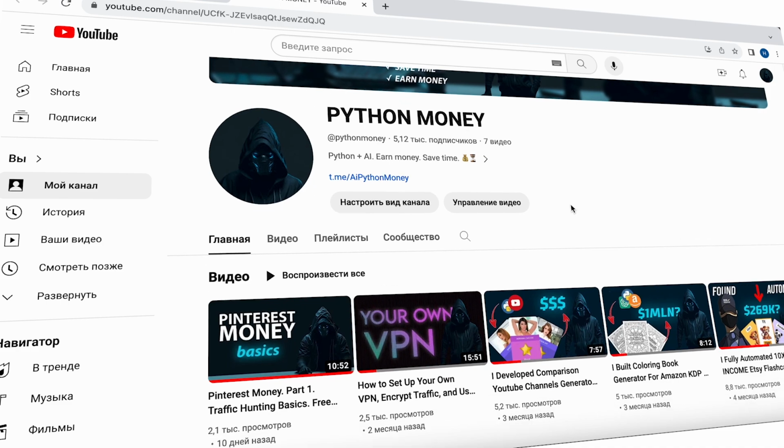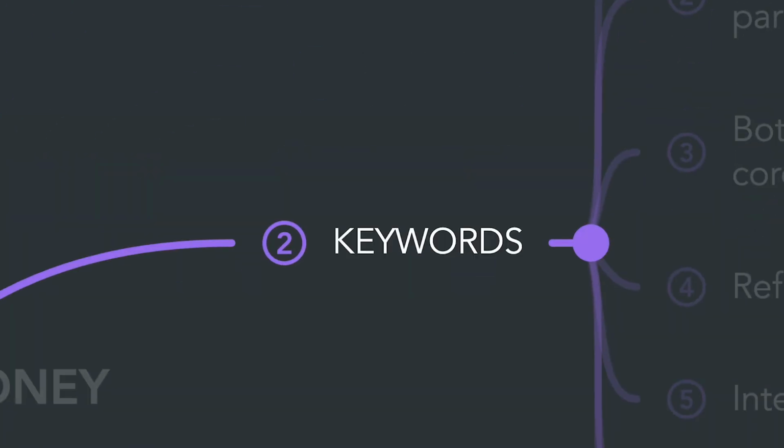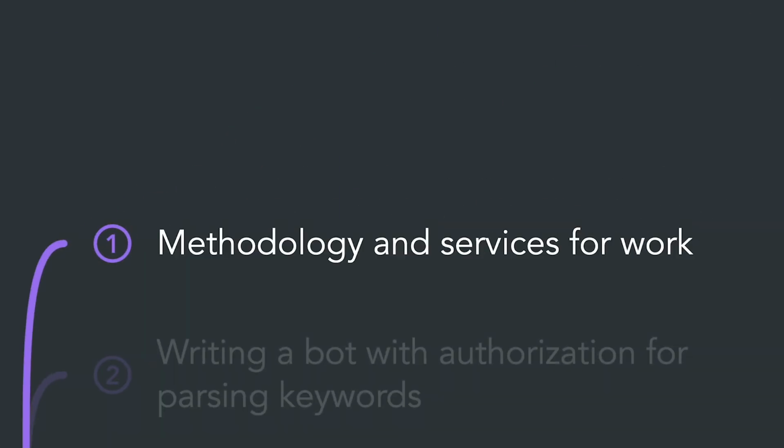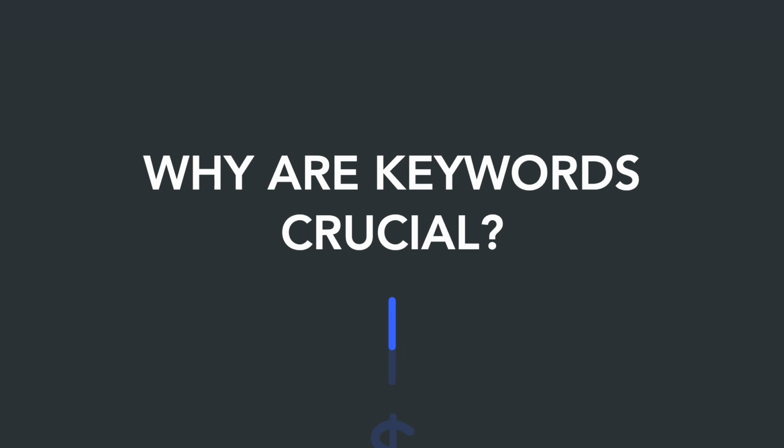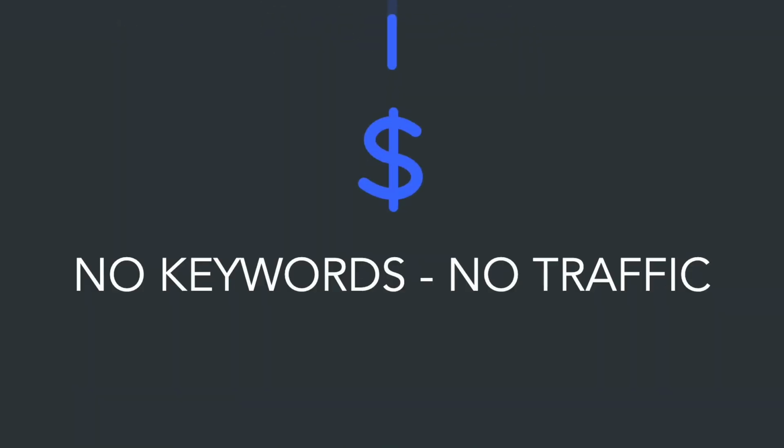In the previous video, we kicked off the Pinterest Money course. Today, we'll continue by discussing keywords and writing a Python bot for their quick research and parsing. So, why are keywords crucial? It's simple. No keywords, no traffic.